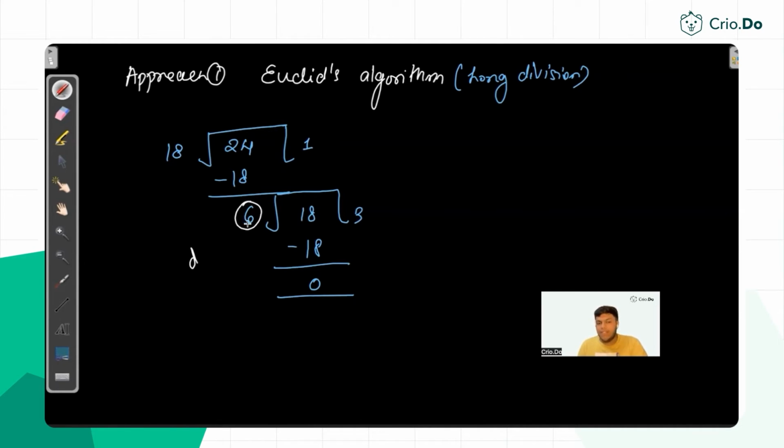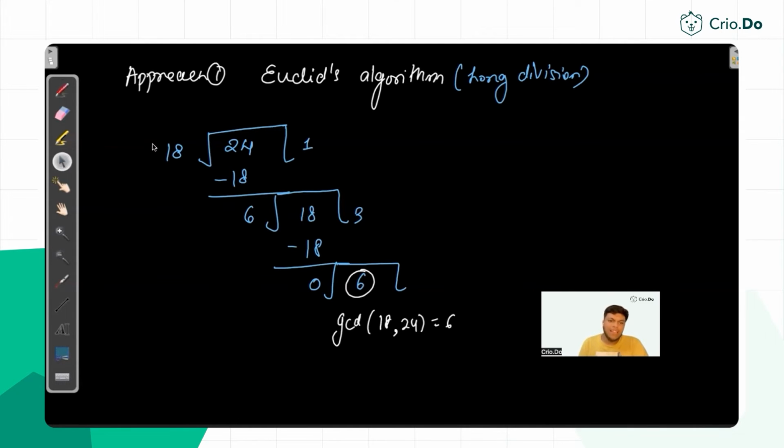When the remainder is 0, the denominator is the answer, or you can still say continue. Continue means the denominator becomes 0, that is the previous remainder, and the previous denominator, that is 6, becomes the new numerator. As soon as the denominator becomes 0, the numerator is the answer. In this case, the answer is 6. The GCD of 18, 24 was 6.